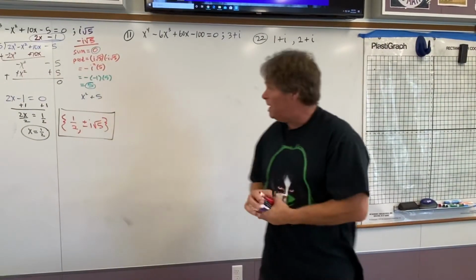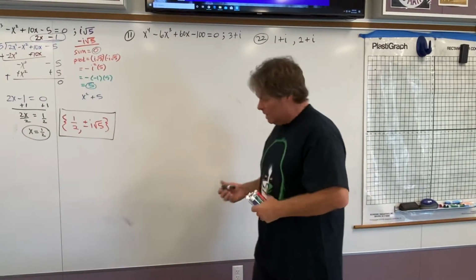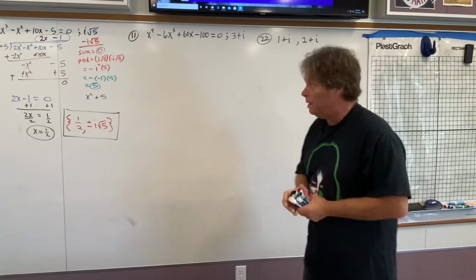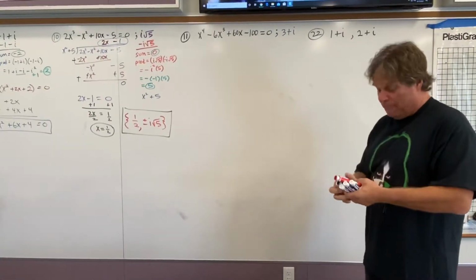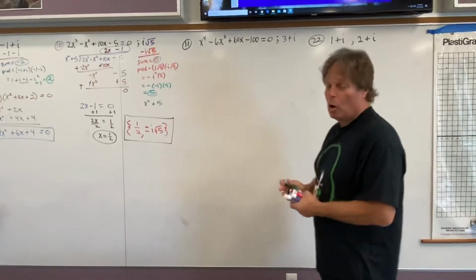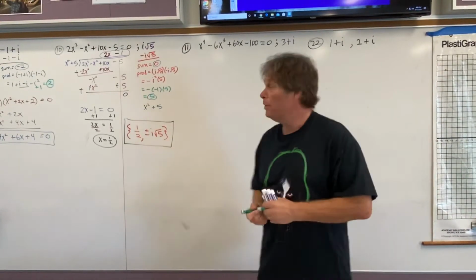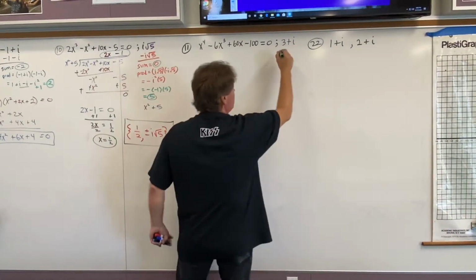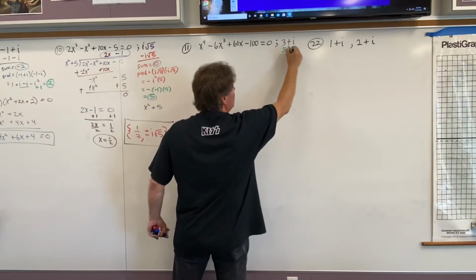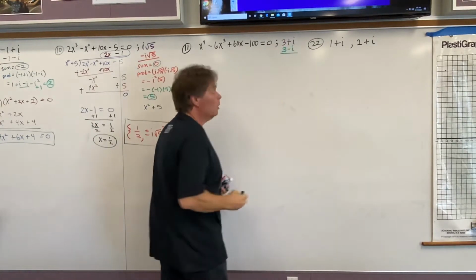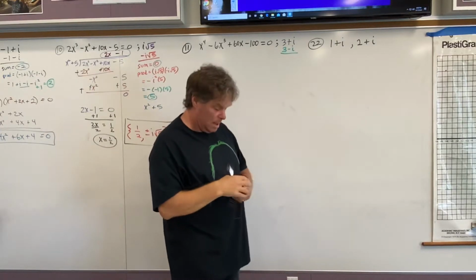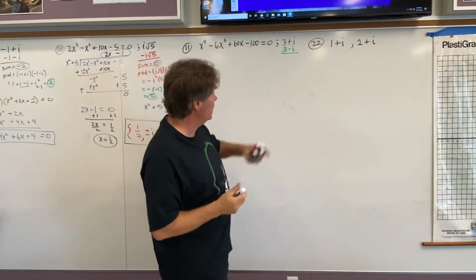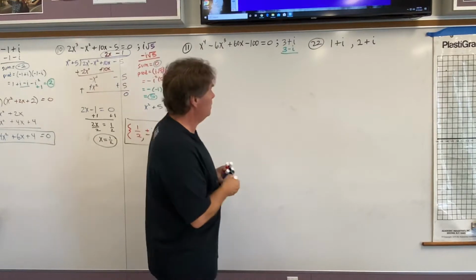Number 11. Now notice number 11 is a 4th degree equation, but they're only giving us 1 root. But fortunately, we know something called the conjugate root theorem that says if 3 plus i is a root, its conjugate, 3 minus i, will also have to be a root. So what does that mean? That means I can create a polynomial that contains those 2 roots. So I'm going to do that.